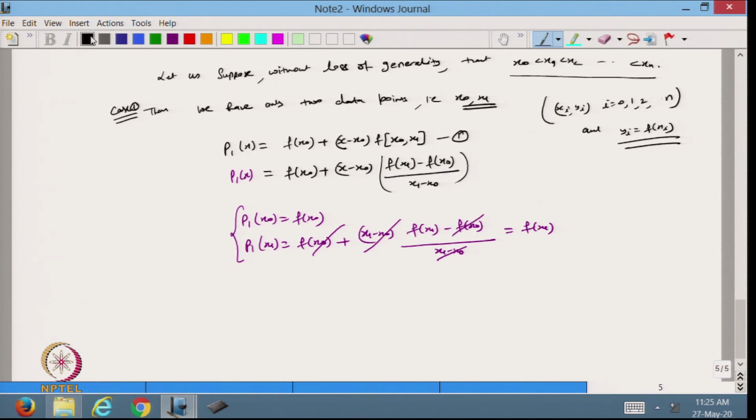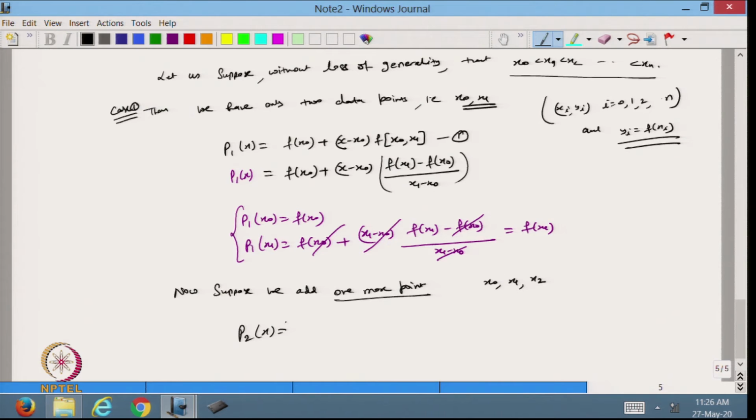Now, what do I do? Now, suppose we add one more point. So, now suppose I have x0, x1, and I have added another point, that is x2. So, 3 points are there. So, it should be quadratic. Then I can write my p2(x) taking the help of p1(x).